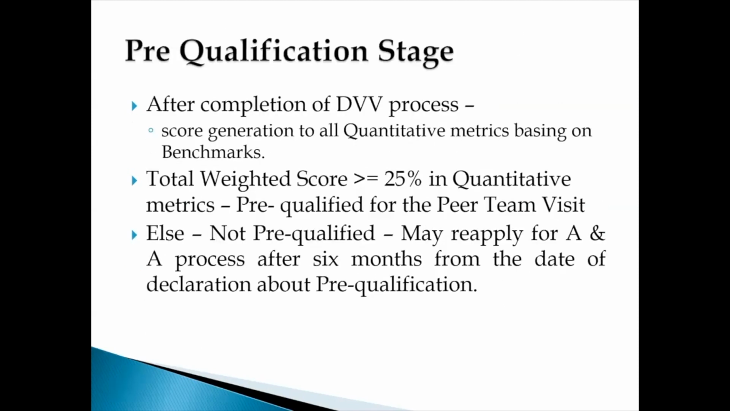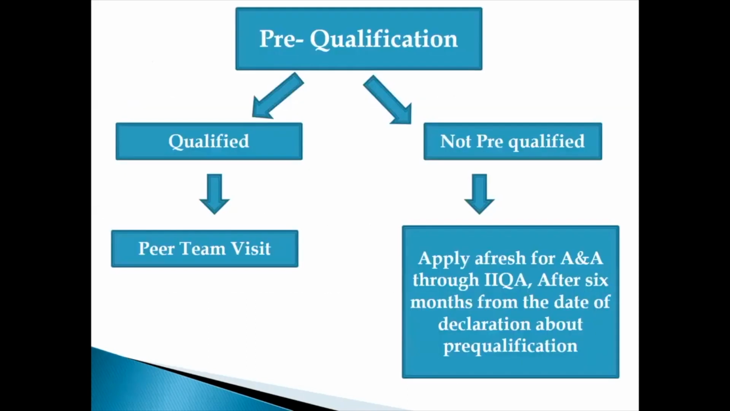Pre-qualification: after the DVV process is done, if the HEI is able to score a minimum of 25% of the 70% quantitative metrics, such an institution is said to be pre-qualified. Pre-qualified means that they move on to the next step, that is the PA team visit. But if you are not able to secure a minimum of 25%, you are not pre-qualified. Such an institution may reapply for the A&A process after 6 months from the date of declaration. So pre-qualification means qualified for the PA team visit. If not qualified, please apply afresh after 6 months.